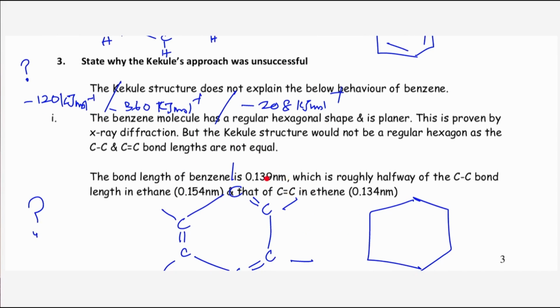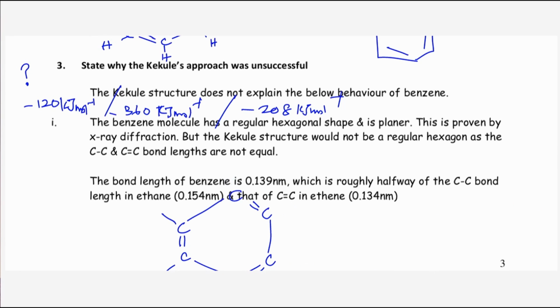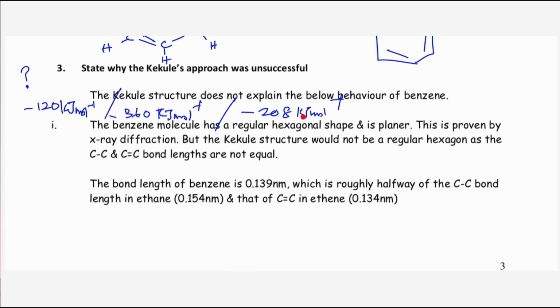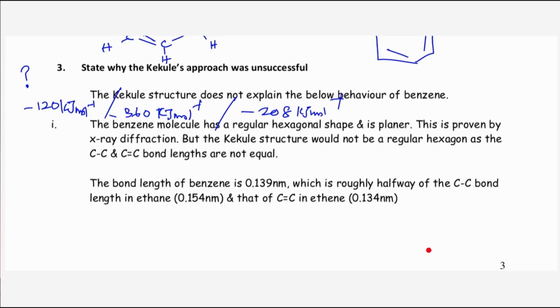And also the bond lengths. Now if you take a carbon-carbon single bond, the carbon-carbon single bond in ethane is 0.154 nanometers. This is for ethane. And the carbon-carbon double bond in ethene is 0.134. See, the double bond is shorter than the single bond. But benzene is a regular hexagon. The carbon-carbon bond is neither of these two, it's an in-between value. So that's another question mark. How can this have double bonds? So these were all the reasons why at the initial stages, Kekulé's approach was not successful.